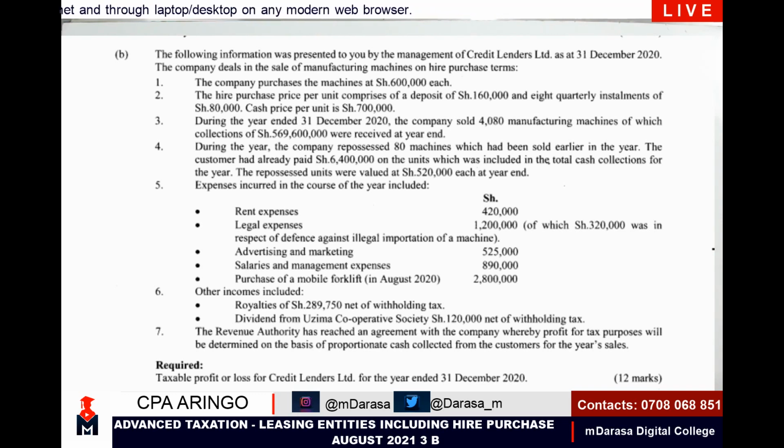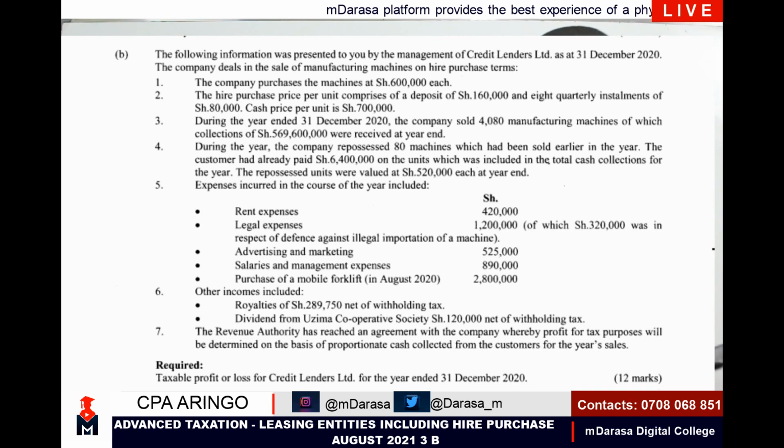Then note 5 here, we are told that expenses incurred in the course of the year included rent expense. We know very well that rent expense is an allowable expense. Legal expenses, you know very well that that is an allowable expense. On our legal expenses, there was a note where we are told that out of the amount recorded as legal, 320 was in respect of defense against illegal importation of a machine. By that virtue, we are going to deduct that amount. That amount will not be taken as an allowable expense. So out of 1.2, we are going to deduct 320.